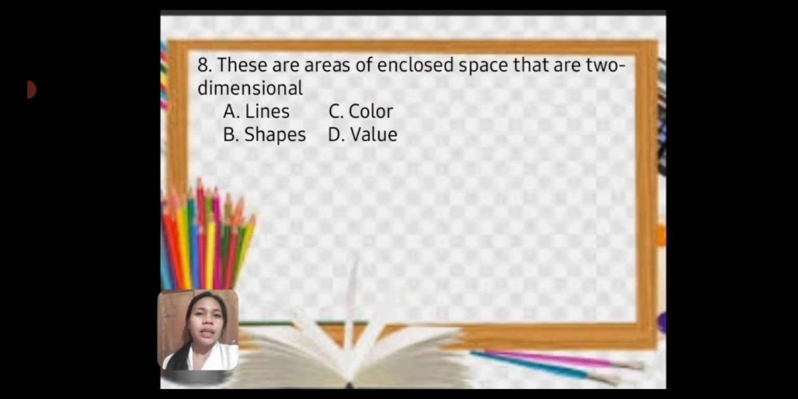These are areas of enclosed space that are two-dimensional. So, letter A, lines. Letter B, shapes. Letter C, color. Letter D, value. So the answer for this is letter B, shape. So since shape is two-dimensional only.